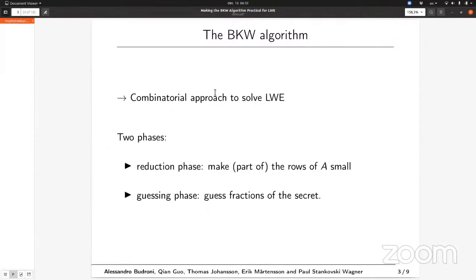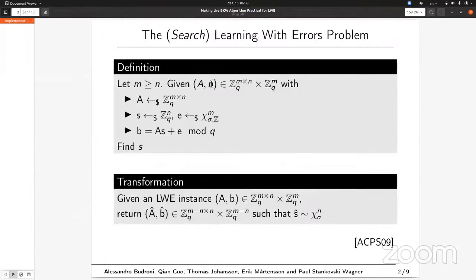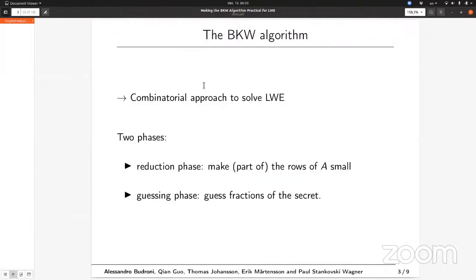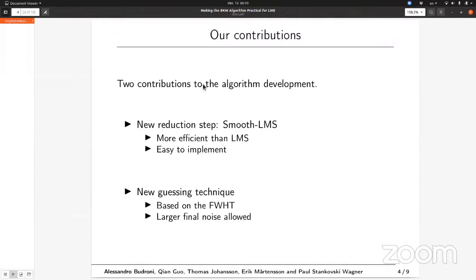This algorithm can be divided into two phases. The reduction phase, which consists in making the A matrix of the LWE problem, so the matrix that is given, that is public, small, either all of it or part of it, according to some version of the algorithm. And then there is the guessing phase, which consists in guessing a fraction of the secret for each iteration until you guess the whole secret.